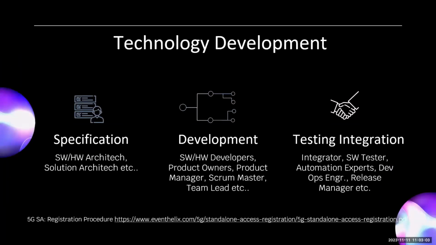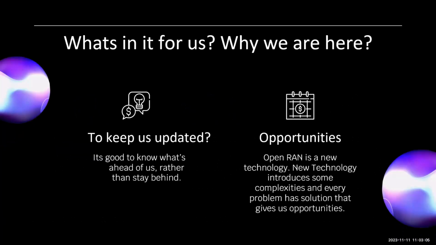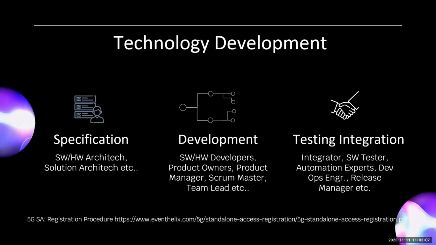Okay, so for technology development, the players in terms of R&D: for specifications, we could have software and hardware architects, solution architects, Scrum Masters. For the development, we have software and hardware development, product owners, product managers, Scrum Masters, tech leads, etc. For testing and integration, we have integrators, software testers, automation experts, DevOps engineers, release managers, etc. So that's the ecosystem of R&D.